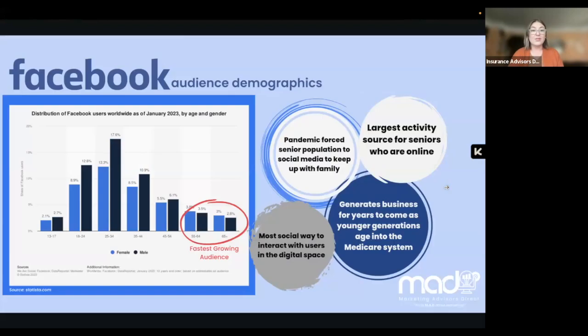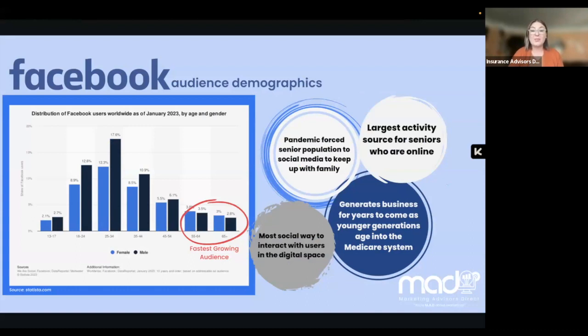So the Facebook audience demographics are that the pandemic did force quite a bit of the senior population onto social media in order to keep up with friends and family, and it has the largest activity source for seniors who are online. There are so many games and activities that people will play while they're on Facebook. So quite a few people are using Facebook not only for personal reasons, but also for entertainment and, like I said, keeping up with friends and family.